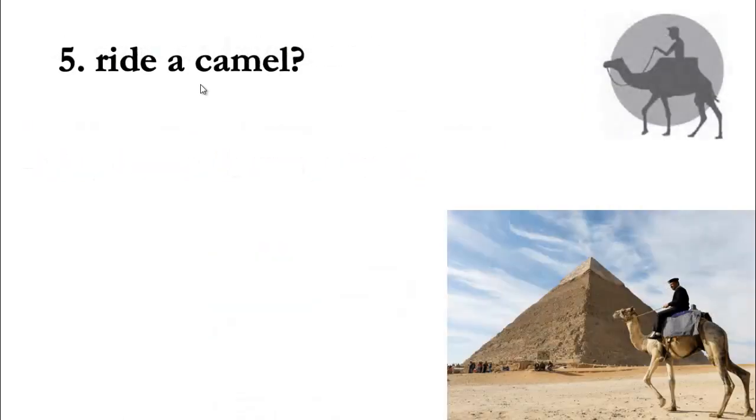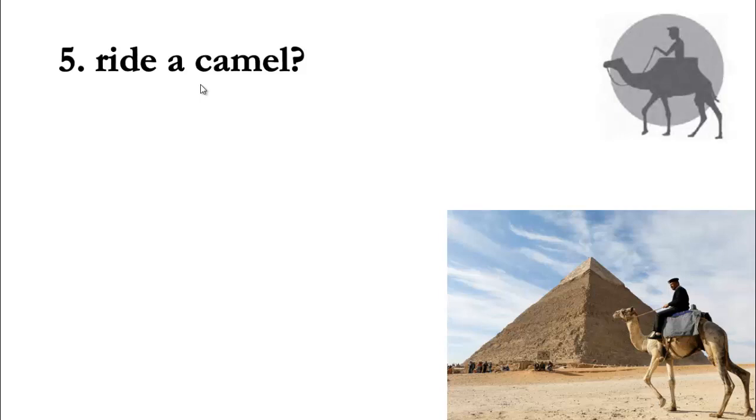Okay, the last point here. Can you look at this picture? What can you see? What kind of animal is this one? Yeah, we can find this animal in the desert. That's right. So it's a camel. Okay, ride a camel. How can we form a question? Excellent. Yeah, that's right. So have you ever, verb 3 form of ride.